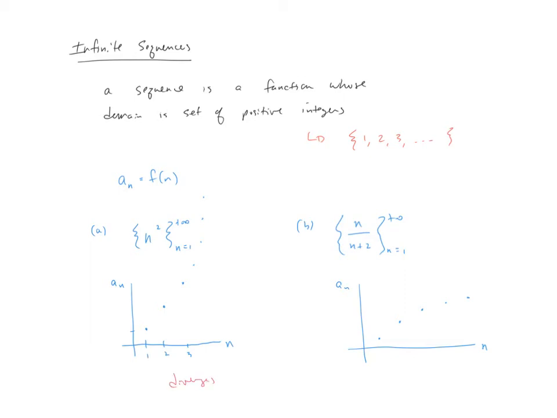However, this other one will limit. We say that it converges. And in this case, it's going to converge to 1. I know that because I have a horizontal asymptote here at 1.